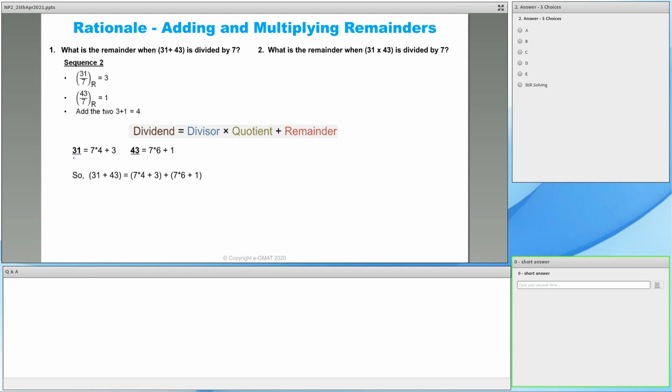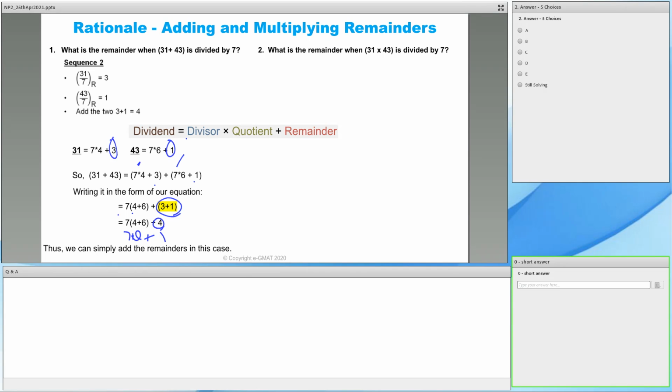Say if it was 31, you would express it as 7 into 4 plus 3. Likewise, 43 is 7 into 6 plus 1. If you just simply add this, what you see is exactly the same. You can bracket these together: 7 into 4 plus 6, plus 3 plus 1. So 7 into 4 plus 6 is some 7 into P or 7 into Q, we don't care, plus 4. But what is this 4 fundamentally? Simply the addition of these remainders, the individual remainders. In other words, instead of doing 31 plus 43 and finding the final answer, you can simply find these individual remainders and sum them up. That's the logic for the additive nature of remainders.